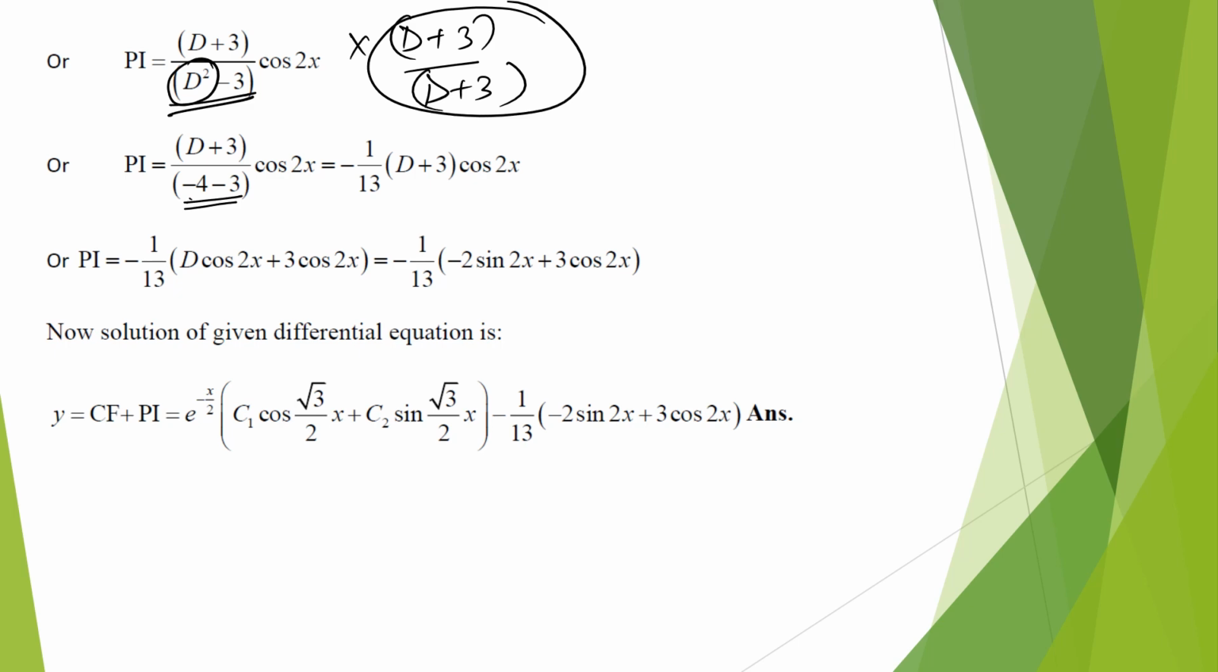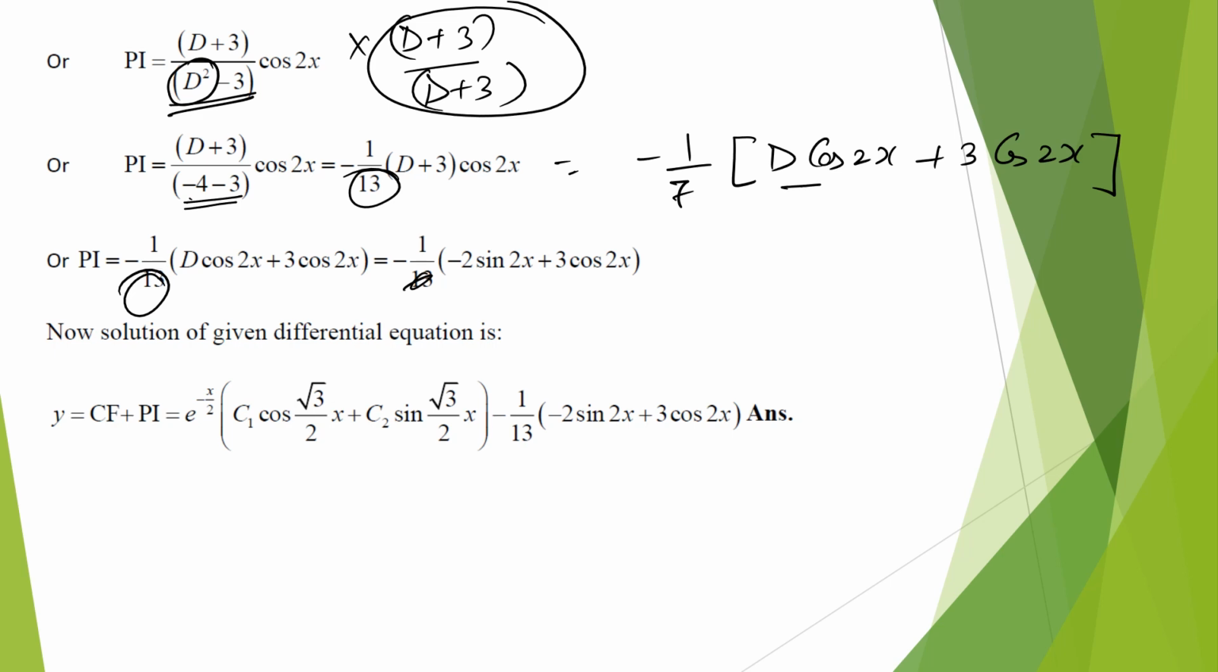That will be minus 7. This is wrong. And d plus 3 is multiplied by cos 2x. Then this portion will be minus 1 by 7 into d into cos 2x plus 3 cos 2x.